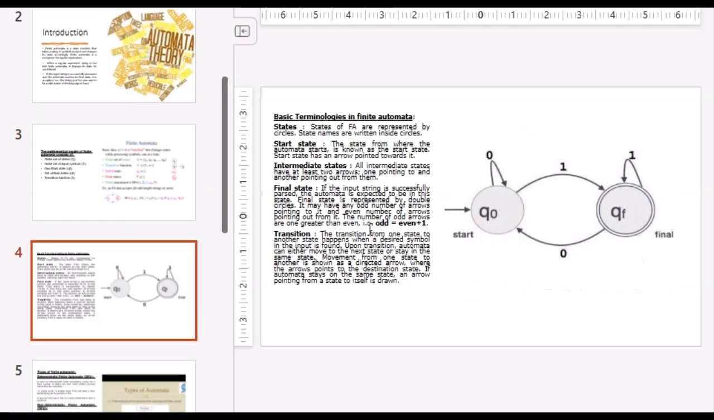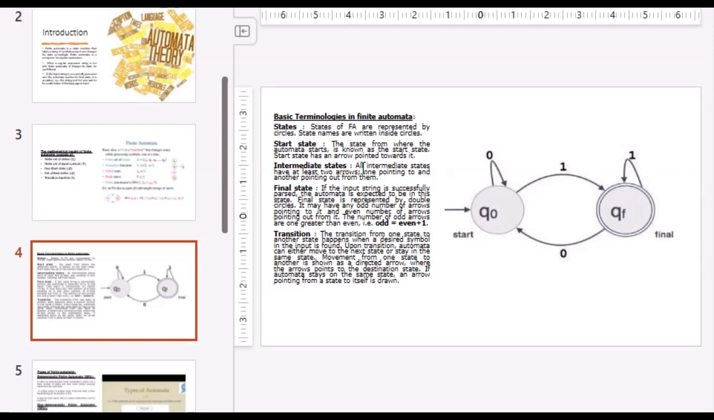In this slide, let us see some of the basic terminologies in finite automata using the example in the right side image. States of FA are represented by circles. State names are written inside the circles. So in this diagrammatic example, q0 and qf are the states. Start state: the state from where the automata starts is known as the start state. The start state has an arrow pointed towards it. So in this example, q0 is the starting state, which has the arrow mark pointing towards it.